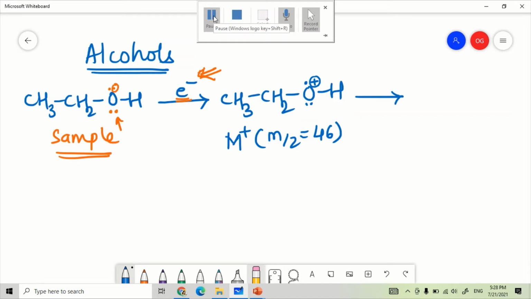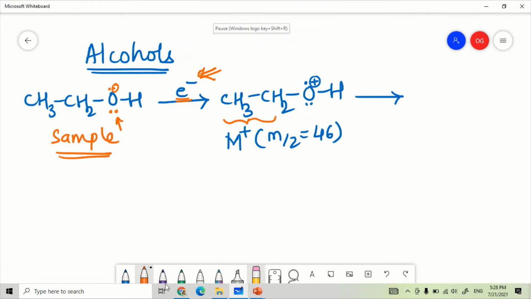This molecular ion will further undergo fragmentation by homolytic cleavage. Now you have to remember that whenever it is an alcohol, the homolytic cleavage will occur between the next carbon-carbon pair. So we can call it alpha cleavage also. Homolytic cleavage is occurring here. Look at the arrows, the arrowhead is on this carbon because this bond is between carbon and carbon. So this carbon will get one electron, and this carbon will get one electron after this homolytic cleavage.